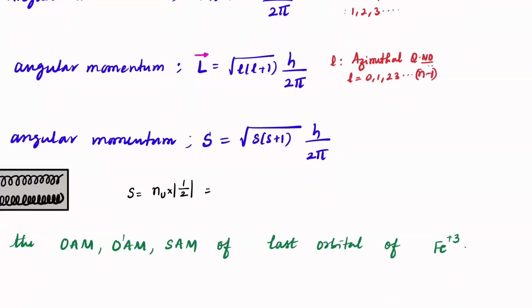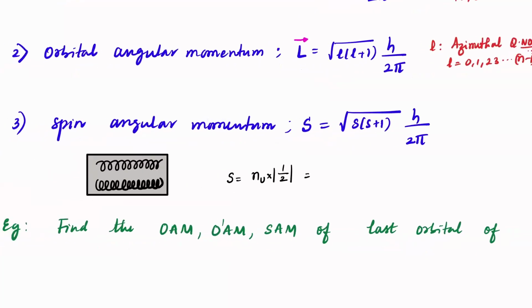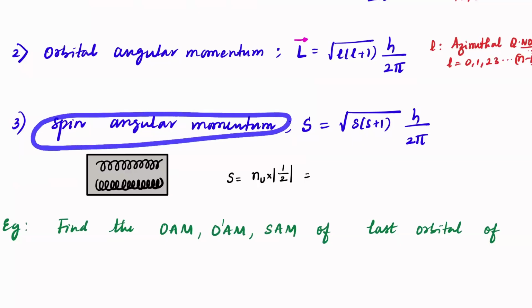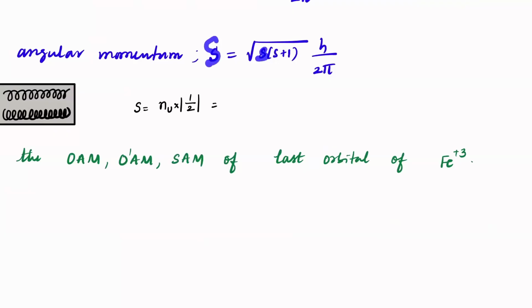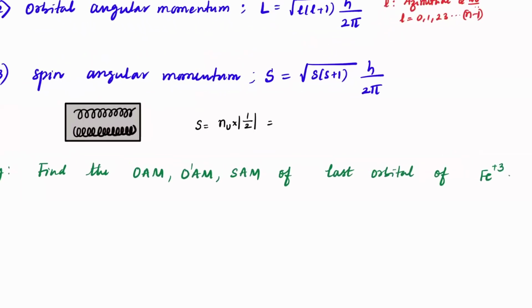And lastly, when an electron is moving within the orbital, it might also have its own spin. So we have something called spin angular momentum, which is S, and that is equal to under root of S into S plus 1. And what exactly is this small s and capital S? Capital S is the angular momentum. Small s represents the number of unpaired electrons into half. So that gives us spin angular momentum.